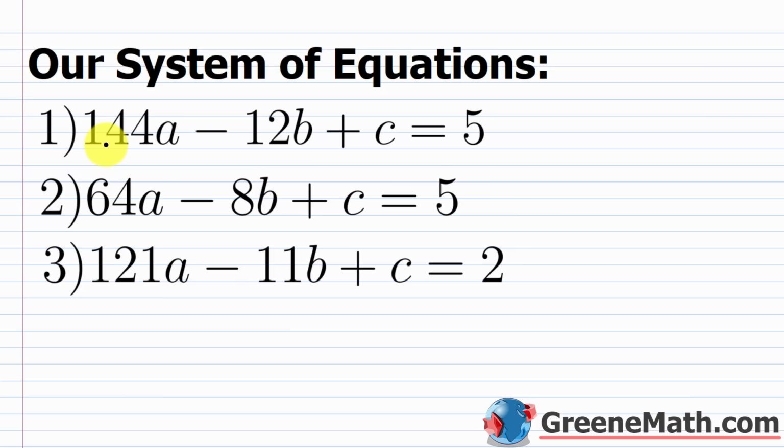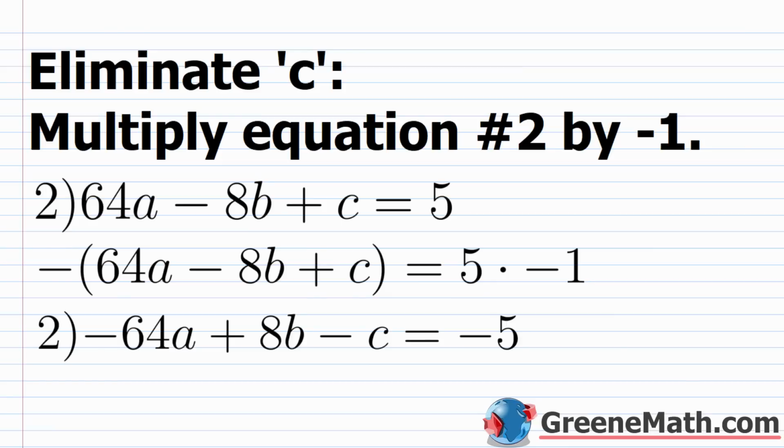All right, for the system of equations, for equation number 1, we have 144a minus 12b plus c equals 5. For equation number 2, we get 64a minus 8b plus c equals 5. And for equation number 3, you're going to get 121a minus 11b plus c is equal to 2. Even though we have a sideways parabola, we're going to use the same strategy. We're just going to, when we get a, b, and c, plug into a different model. So that's all that's going to change.